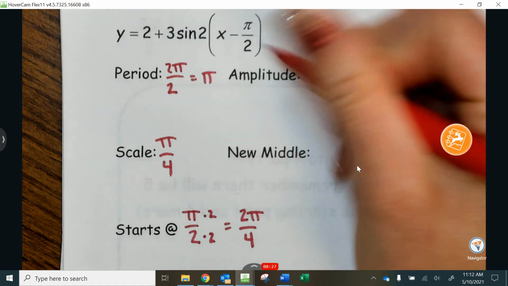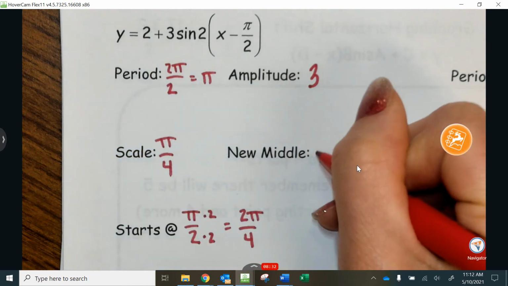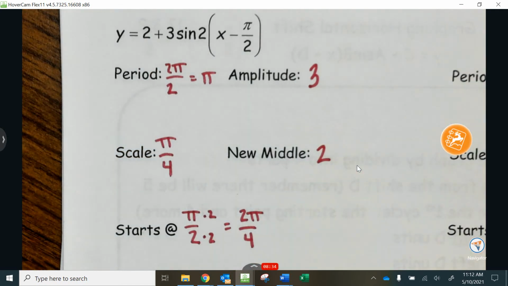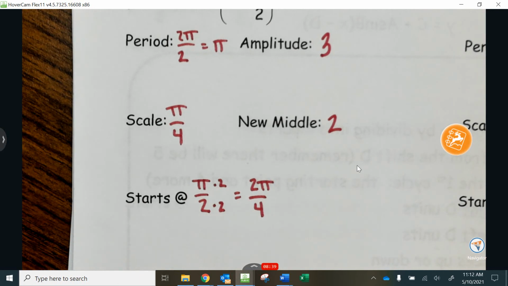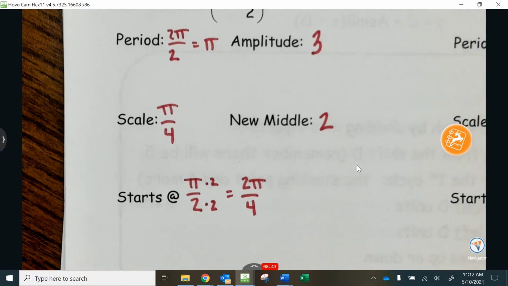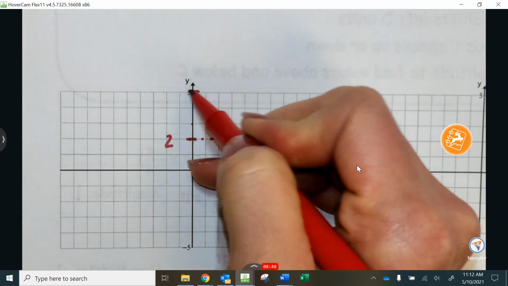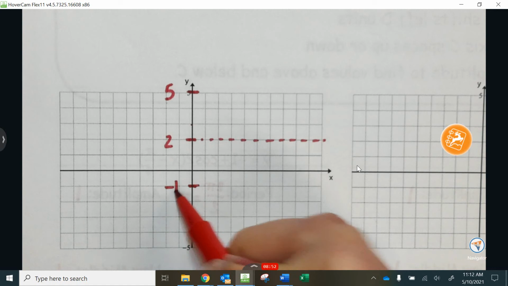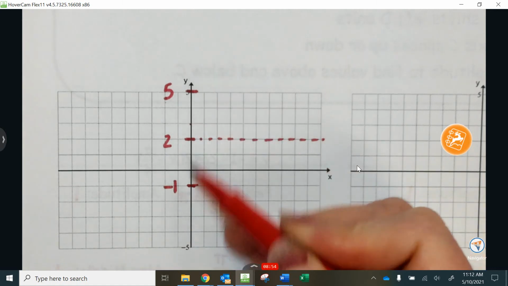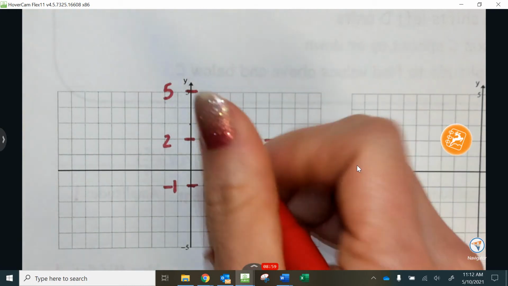So my amplitude is going to be 3, because that's my A. My new middle is 2. I'm only going to graph 1 cycle this time. So I go up 1, 2, 3, so I go up to 5, down 1, 2, 3, and negative 1. So that is my amplitude and my new middle. Now I start at 2 pi over 4.